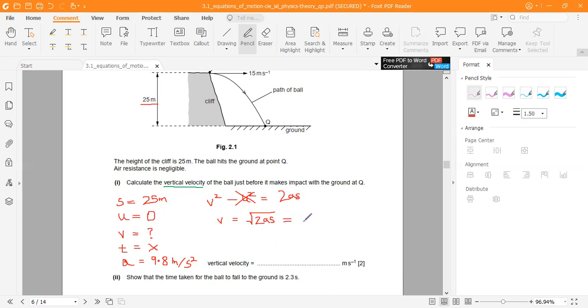And this becomes under root 2 times a. Can we take it to be 10? Okay, let's take it as it is, 9.8. No, don't round it off. In O levels we could round it off easily, but in A levels don't do that. So a is 9.8 and s is 25. So let me see this answer: 25 into 9.8 into 2. Yes, you're correct, I am getting 122.1.